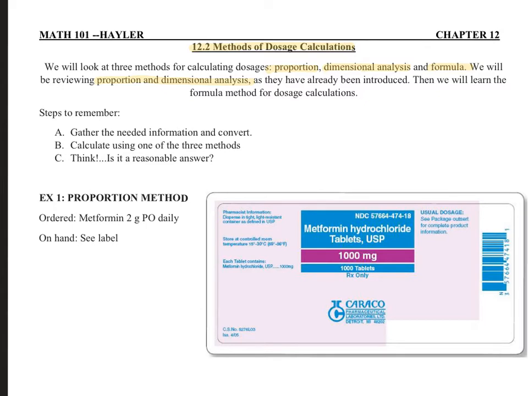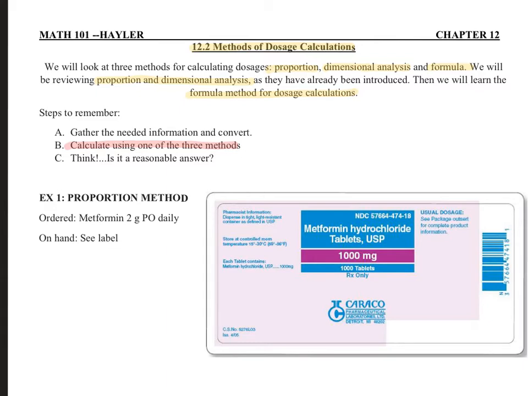And we will be learning the formula method for dosage calculations. So a few steps to remember as you're calculating. First things first, gather all the information you need and convert if you need to, which is what we practiced in 12.1. After that, you're going to calculate using one of the 3 methods: 1, 2, 3. And then after that, just pause and think. Does your answer seem reasonable?